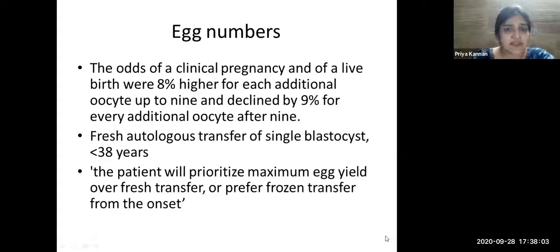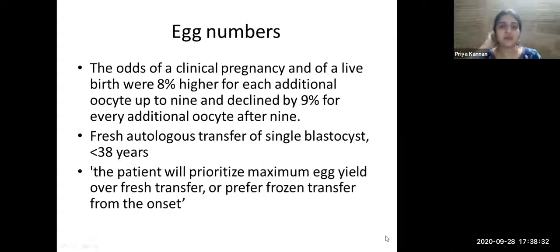The odds of a clinical pregnancy, according to the SART database study which I just mentioned, and of a live birth rate were 8% higher for each additional oocyte up to 9 fertilized oocytes, and declined by 9% for every additional oocyte after 9. But these were autologous transfers of a single blastocyst in women less than 38 years.